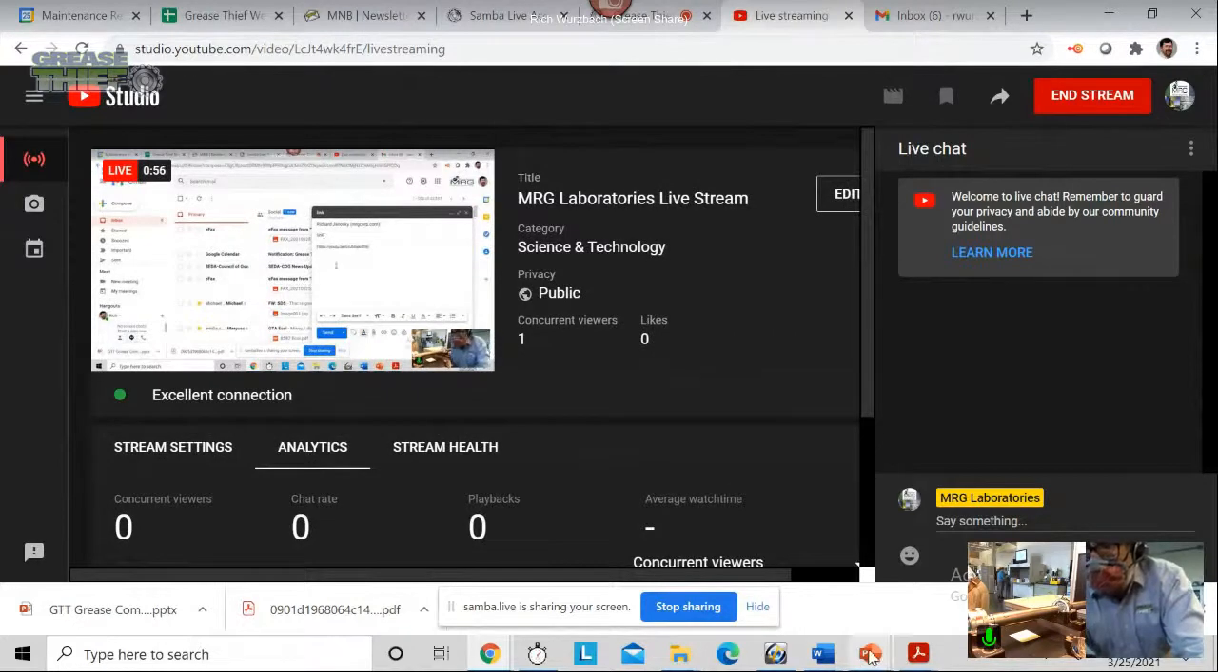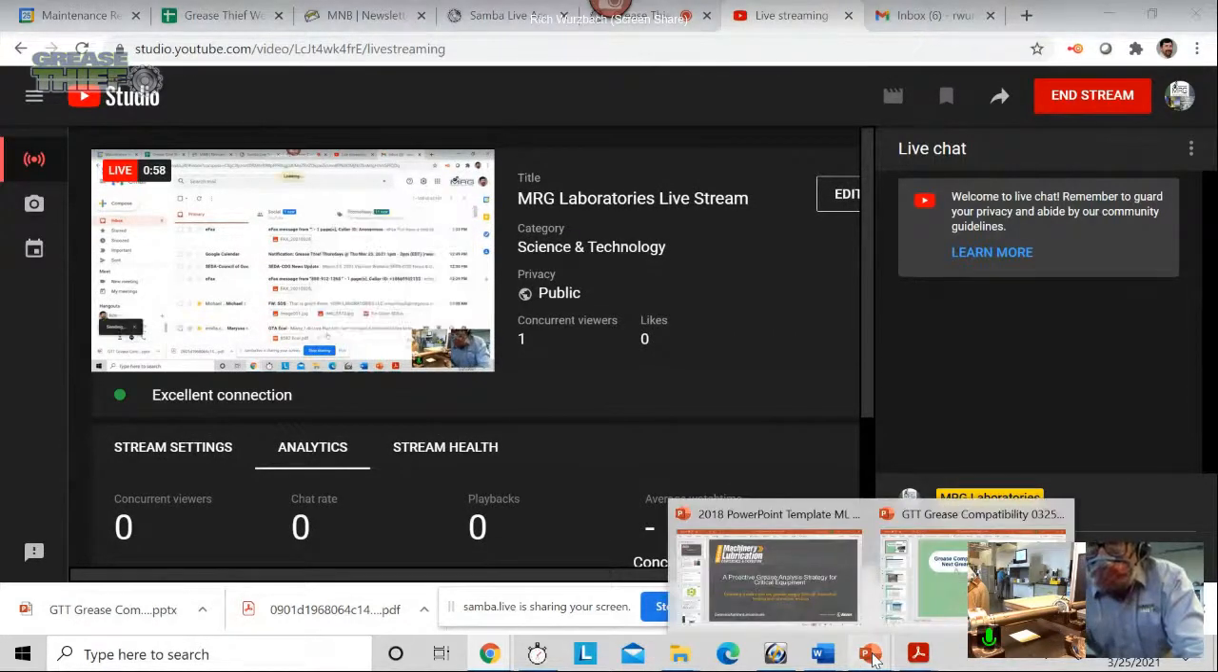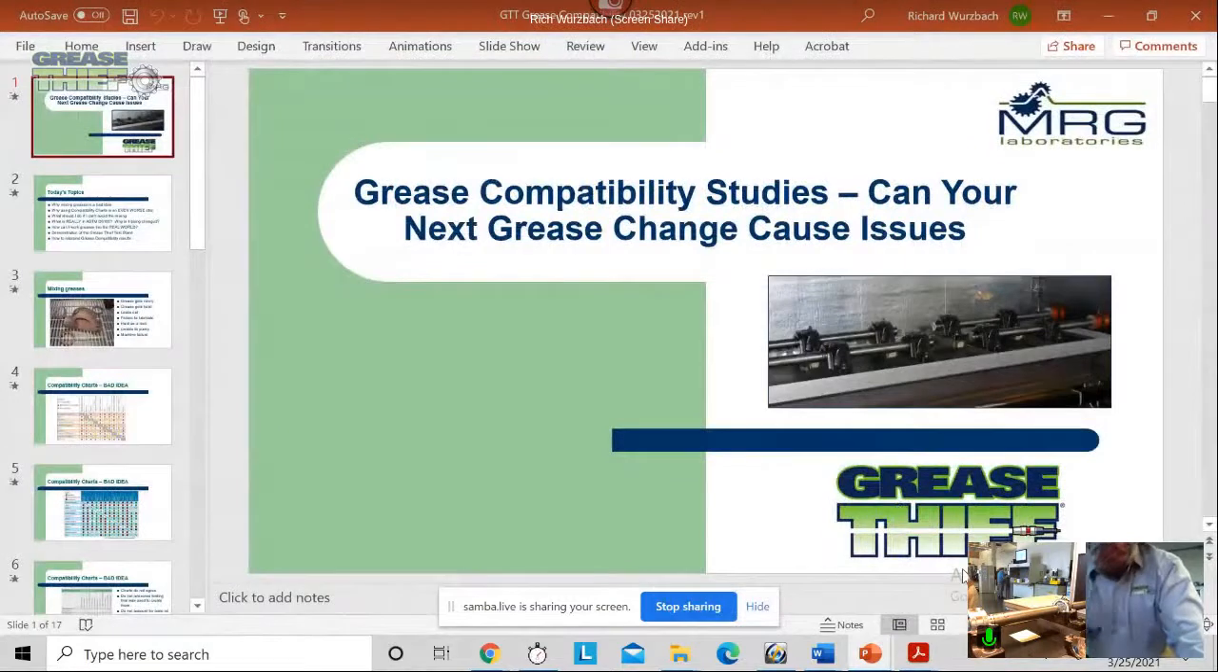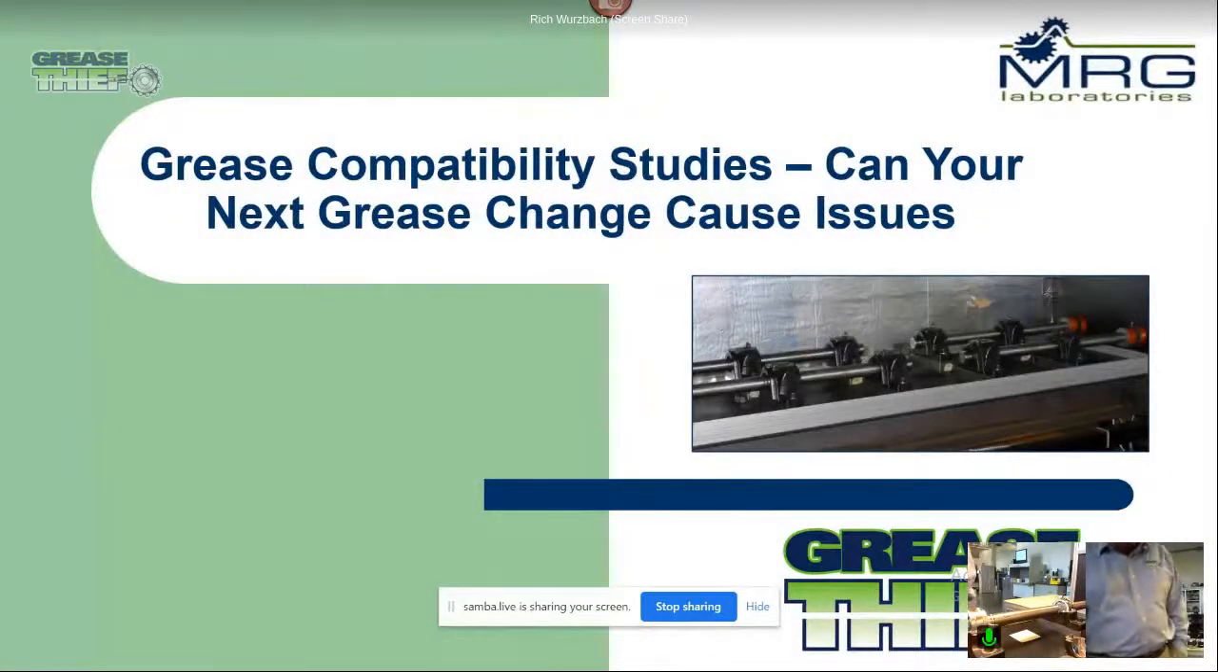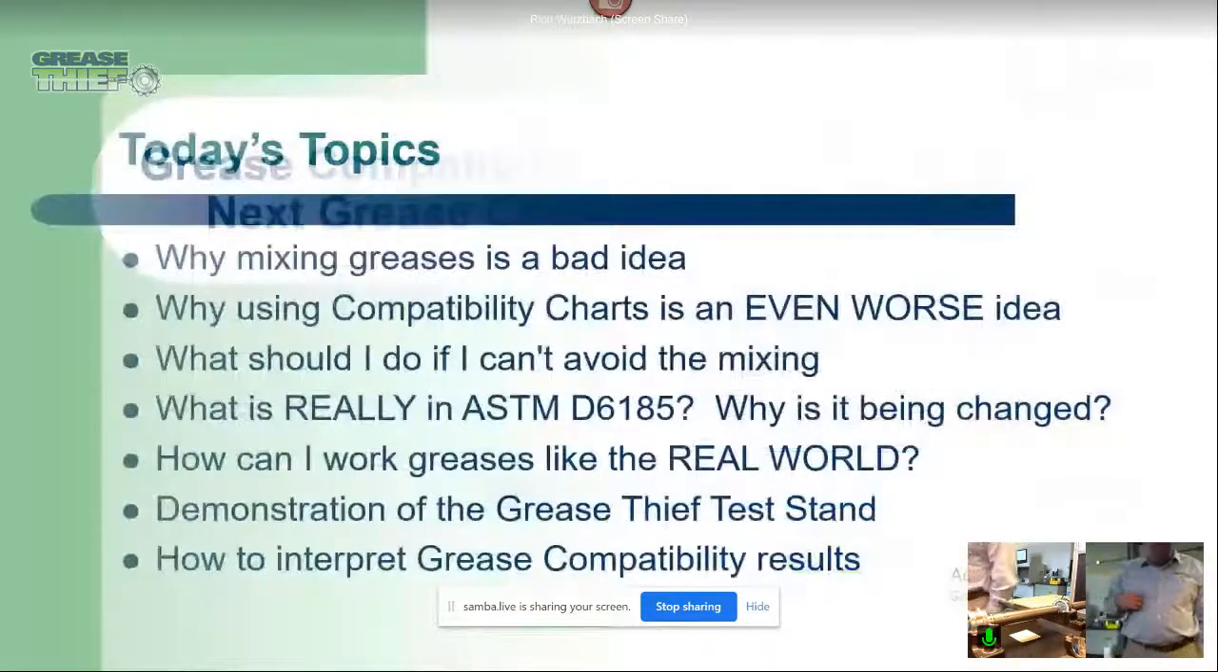We can switch back to sharing our screen, and we'll run through today's presentation, which is about grease compatibility studies. And the question is, can your next grease change cause issues? Is really what I want to address and get into today, because the answer to that is yes. When we say, can your next grease change cause issues, we're talking about if you're going to be switching products.